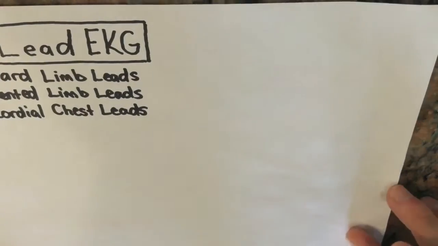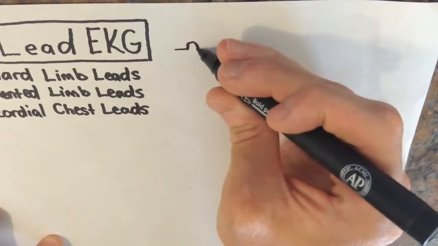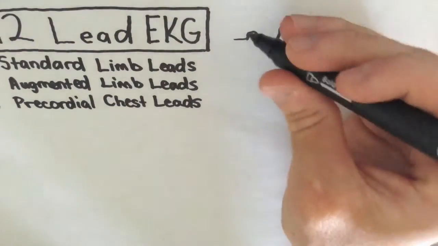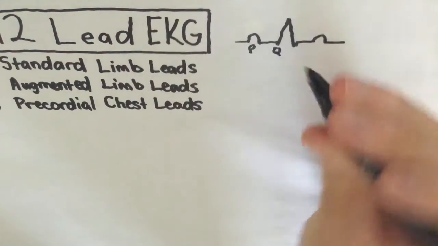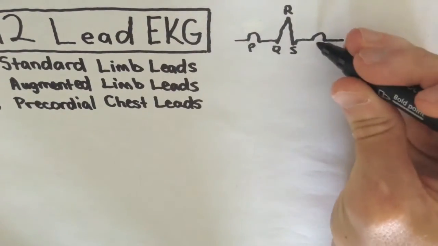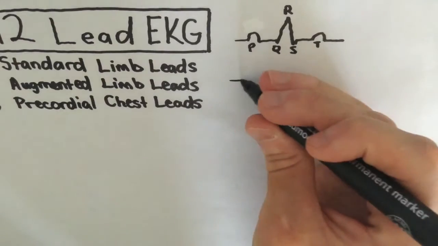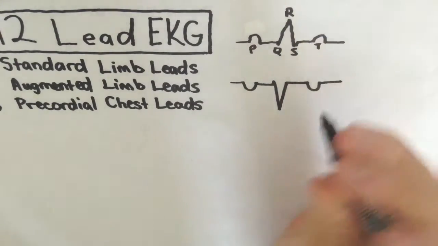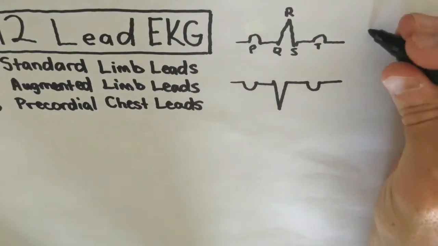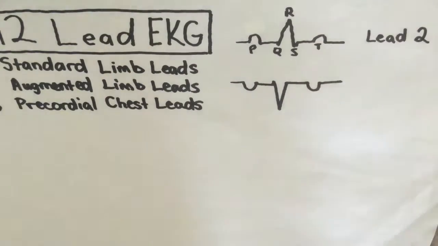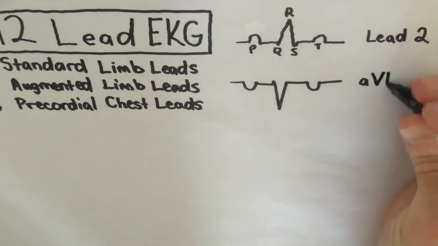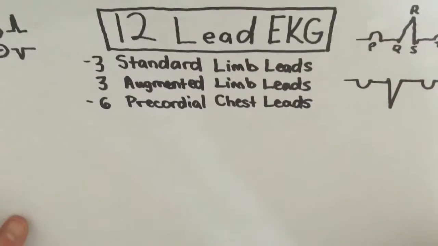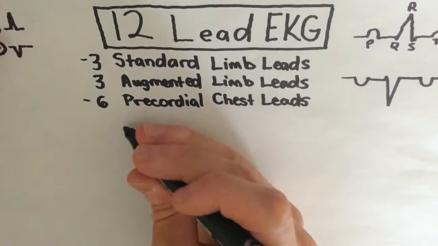So let's move over here and take a look at what we are likely to see on an EKG. So you have the P wave indicating atrial depolarization, QRS complex showing ventricular depolarization, and T wave showing the heart's ventricular repolarization. Here I have drawn your standard lead 2 complex as well as an upside down complex, usually indicative of lead AVR. We will get to that in a moment.